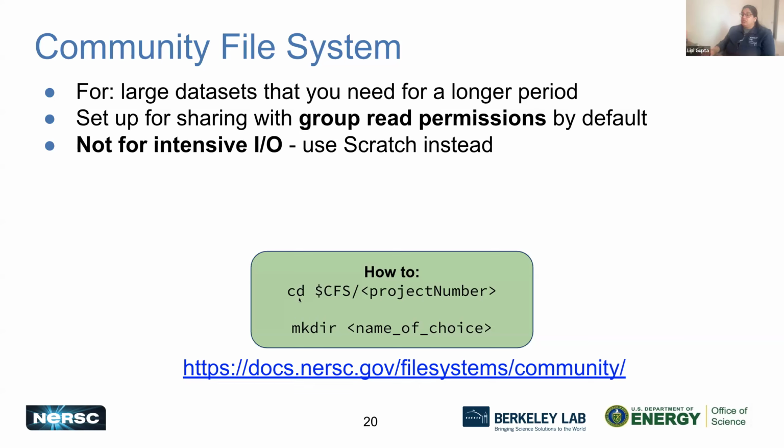To access it, you're going to do cd, and then this variable $CFS, and then your project number. For example, if you're on a training project, like those of you in HPC fundamentals, we had this training project called TRN010. So I would do cd $CFS/TRN010, and that would take me to my CFS space for the training project. And then I could make a directory for myself, maybe I'll call it my name or something.